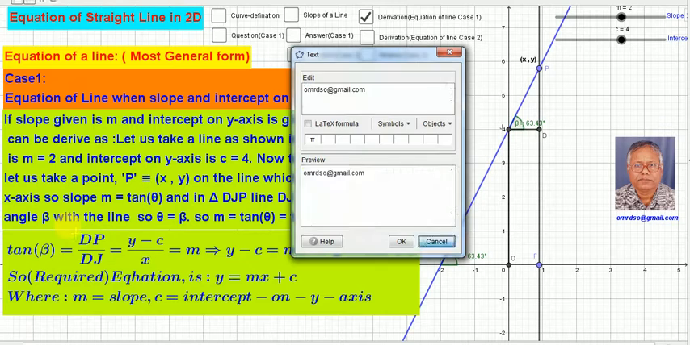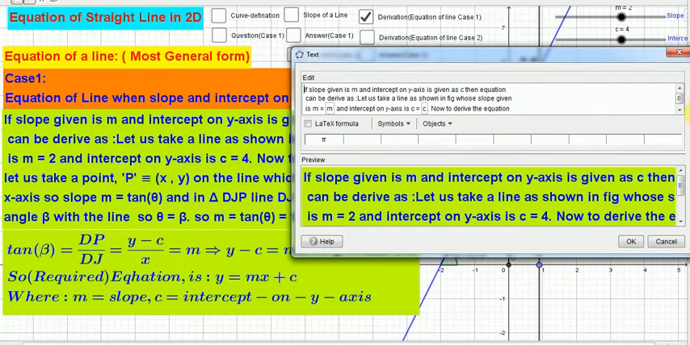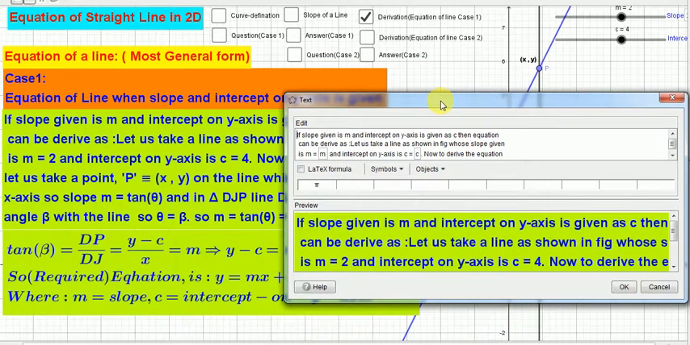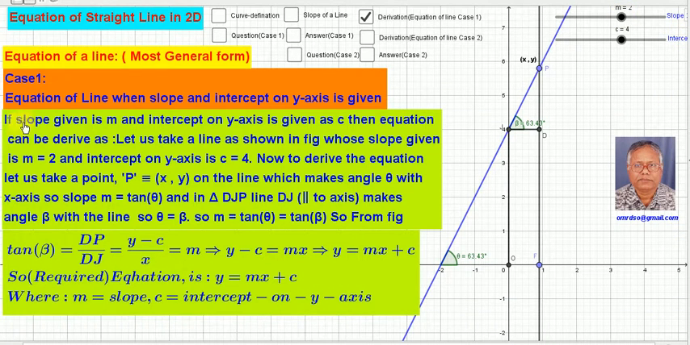Edit. मैं इसको edit कर देता हूँ. So we will get the correct value. M is equal to... M आप already taken as 2 here. M मैंने 2 ले रखा है. M यहाँ 2 है. And intercept on y-axis is taken as 4.